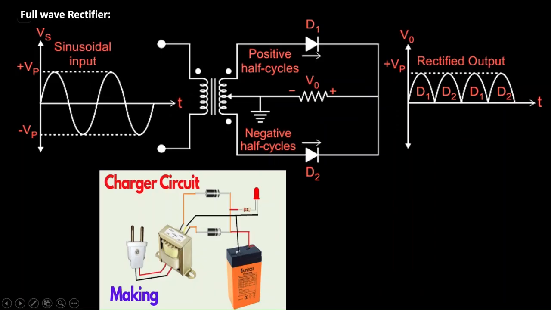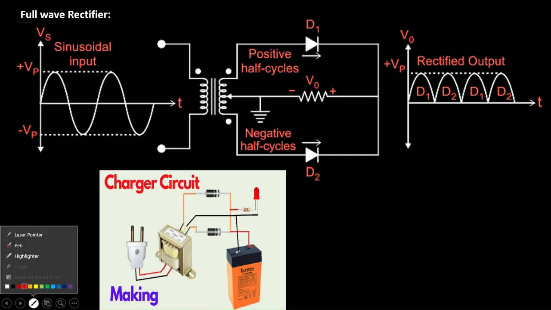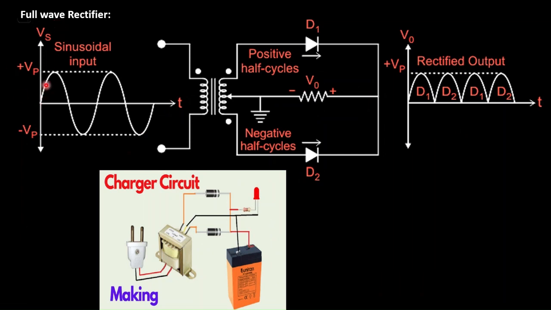Now we are going to learn about full wave rectifier. In the previous video, we have learned about half wave rectifier, wherein only the positive half cycle is converted as a DC signal. Now, in this full wave rectifier, the complete positive half cycle as well as negative half cycle will be converted as a DC. So that is what we are going to see.